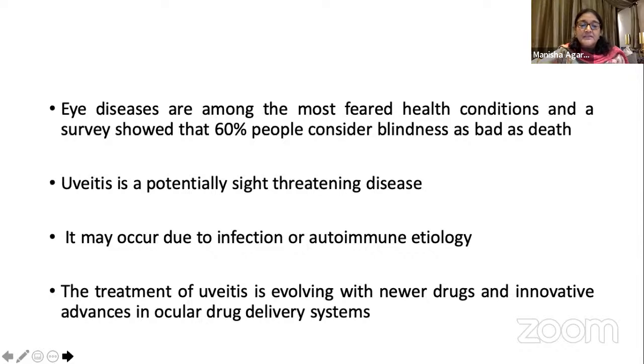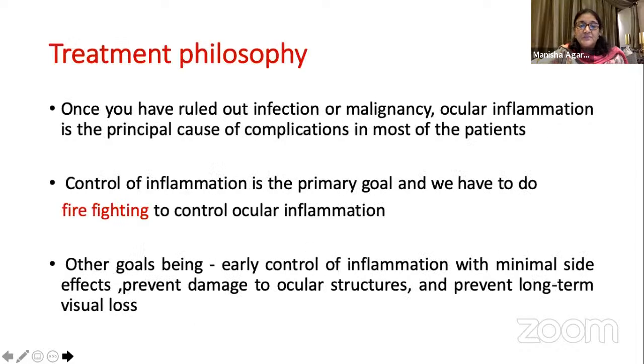The treatment of uveitis is evolving with newer drugs and innovative advances in ocular drug delivery systems. The treatment philosophy is that once you have ruled out infection or malignancy, ocular inflammation is the principal cause of complications in most patients, and the control of inflammation is the primary goal. We have to do firefighting to control ocular inflammation. The other goals are early control of inflammation with minimal side effects, preventing damage to the ocular structures, and preventing long-term visual loss in these patients.